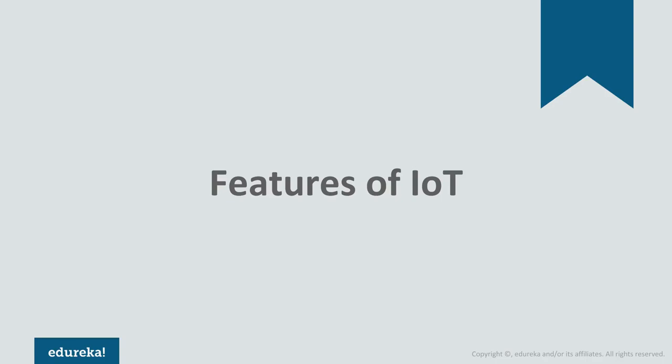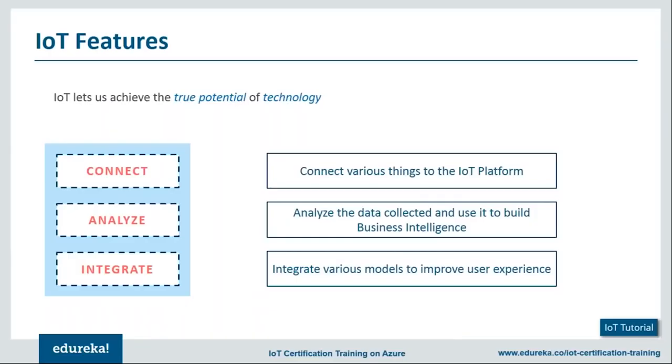Now let's look at some of the major features of Internet of Things. Any technology that is available today has not reached its 100% capabilities, and it always has that gap to grow. Internet of Things is one of the major technologies in the world today that can help any other technology reach its true and complete potential as well. There are mainly three aspects to how Internet of Things works. First is the connect aspect. Here, what you need to work on is ensuring that there's connectivity between all the necessary things around you and the Internet of Things platform.